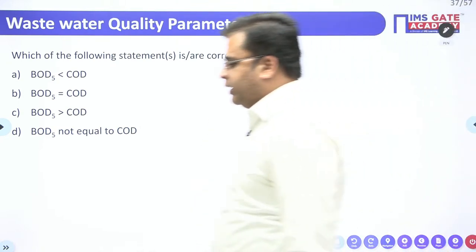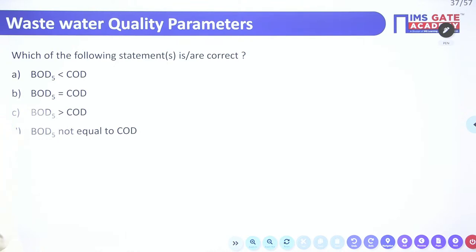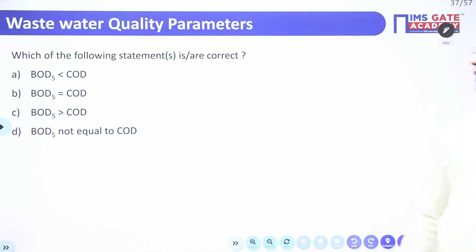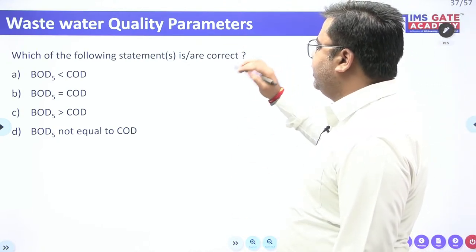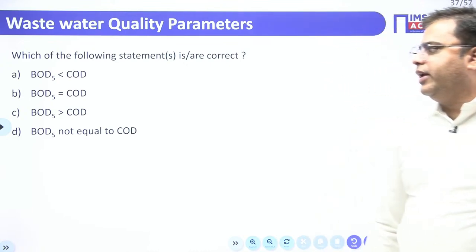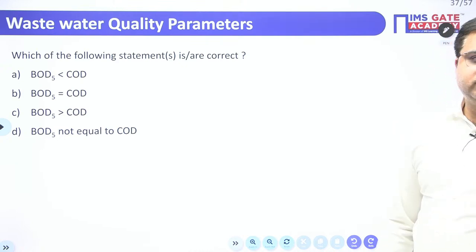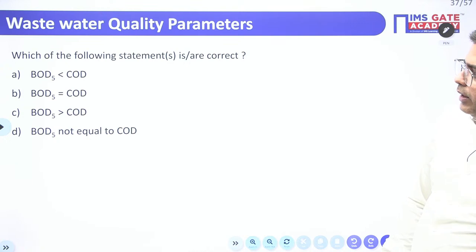This is one of the questions already asked in your GATE exam. Just answer this question and tell me. This is a multiple select question. Tell me how many options are correct. Which of the following statements are correct or incorrect? A: BOD 5 is less than COD. B: BOD 5 is equal to COD. C: BOD 5 is greater than COD. D: BOD 5 is not equal to COD. Tell me, A and B are correct?